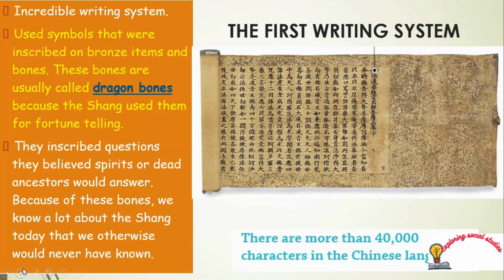There are more than 4,000 characters in the Chinese language. Chinese writing is based on signs rather than sounds. There is no alphabet, so every sign or character must be learned by heart.